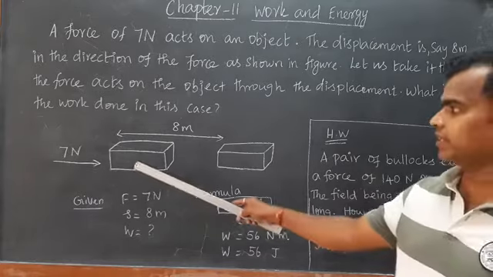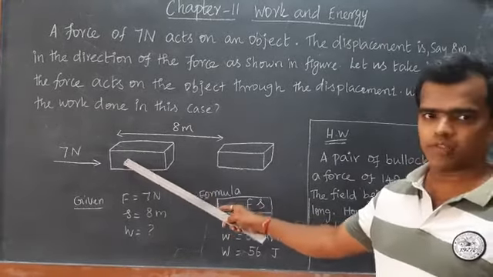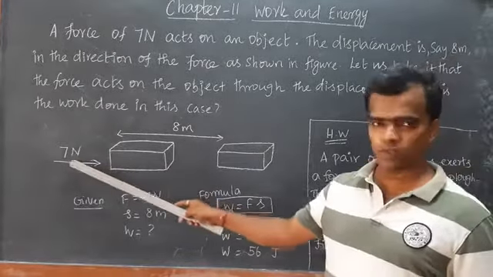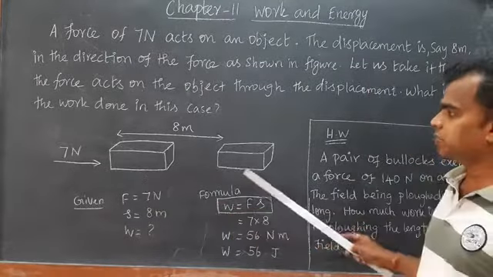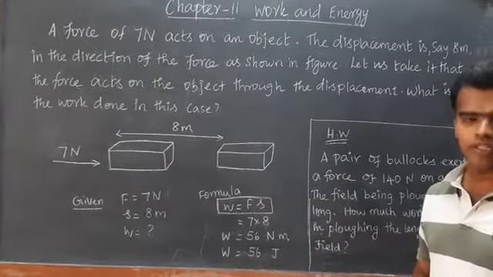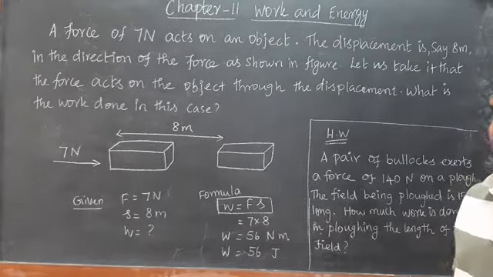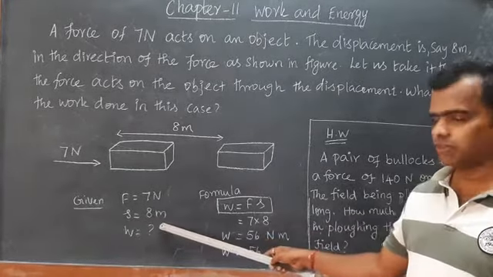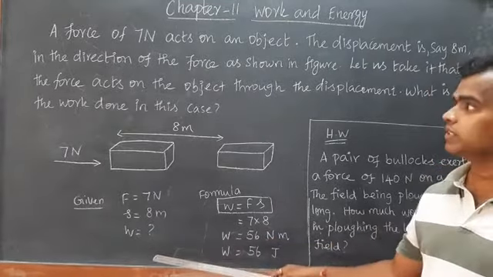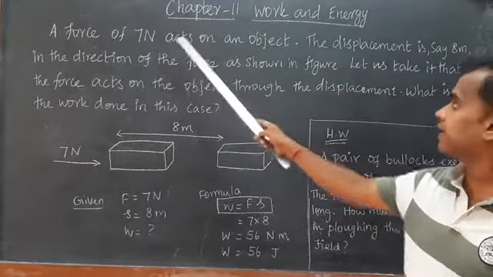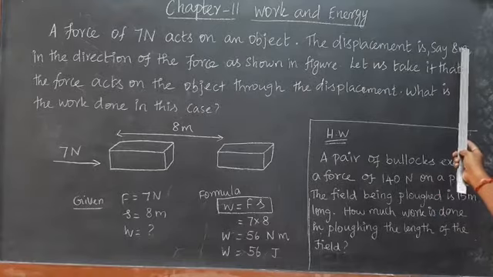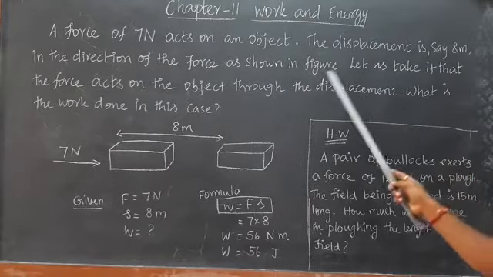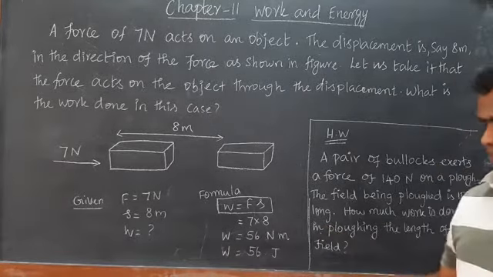So here they have given the diagram. We have an object. For that object we have applied 7 Newton. The object is displaced 8 meter. Then what is the work done? So given force is 7 Newton, displacement is 8 meter, and work done they are asking. So 7 Newton of force they are applying and it is displaced 8 meter in the direction of force.